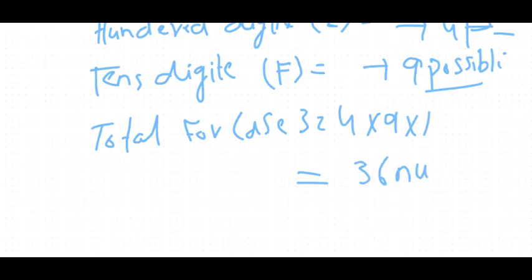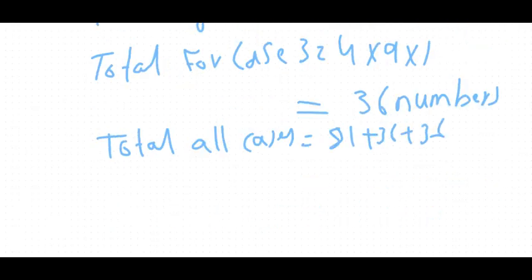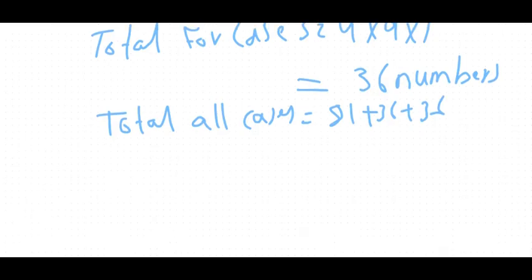So we sum the totals for all 3 cases to get the final answer. So we get the total of all cases. We have 3 cases, so we have 81 plus 36 plus 36. All right, these are the cases. We get the answer as 153. So the number of 3-digit numbers with exactly one 5 is 153. Okay.